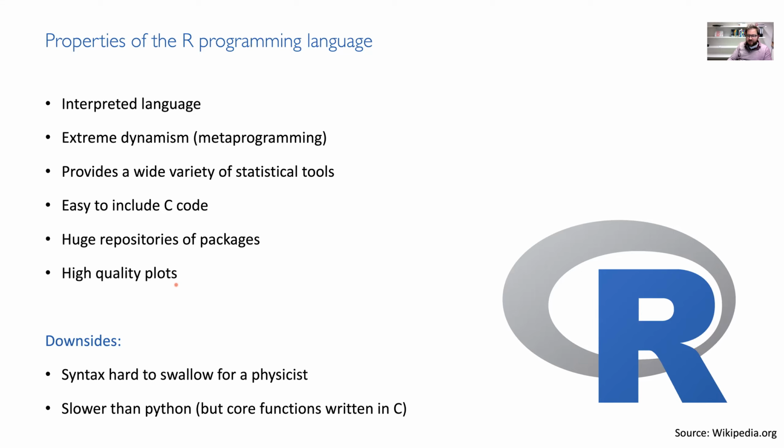There are of course some downsides. The syntax is very difficult for physicists to swallow. I'll show you later why. And typically, because nothing is fixed in R, it's very dynamic. It's typically slower than Python in general terms. So you wouldn't use R to write a stochastic simulation or something like this. But for the task that we're doing today, it's actually a very good choice.